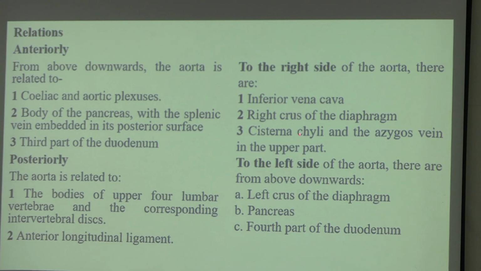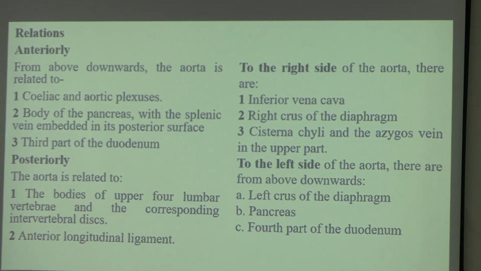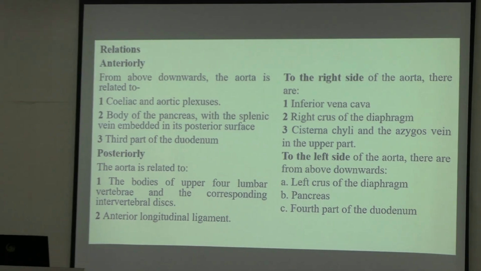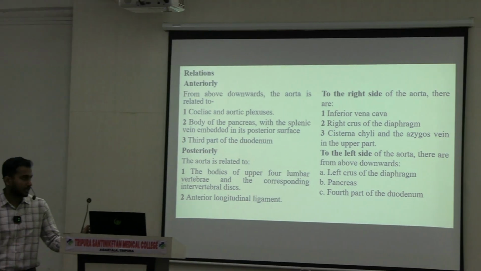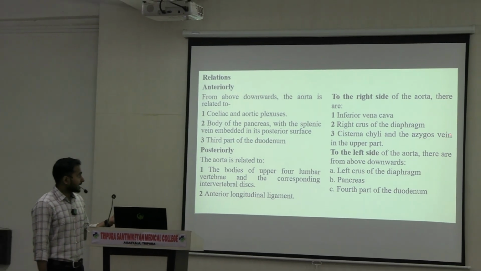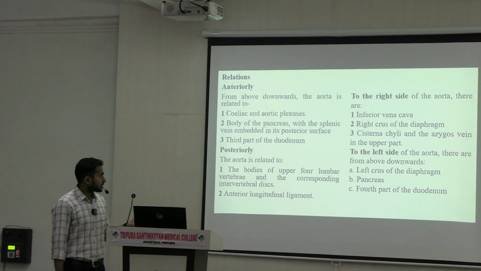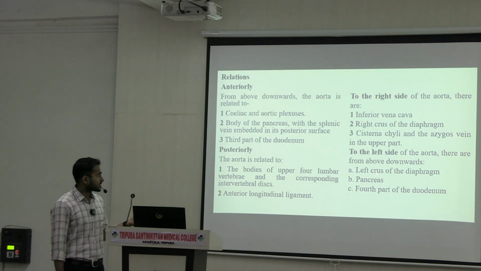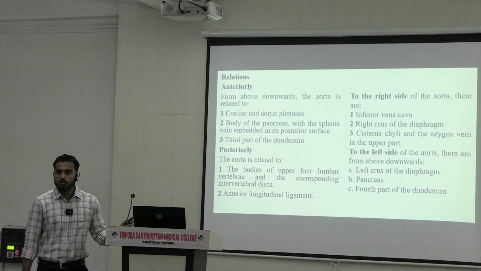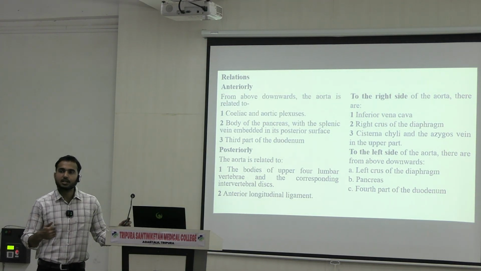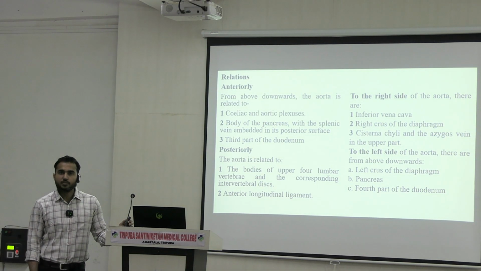Anyone, have you heard about this cisterna chyli? No, don't worry, I will show you. And then the azygous veins are there in the upper part. On the left side, you can see left crus of the diaphragm, pancreas, and fourth part of the duodenum. So these are the structures which are present on the left side of the abdominal aorta.